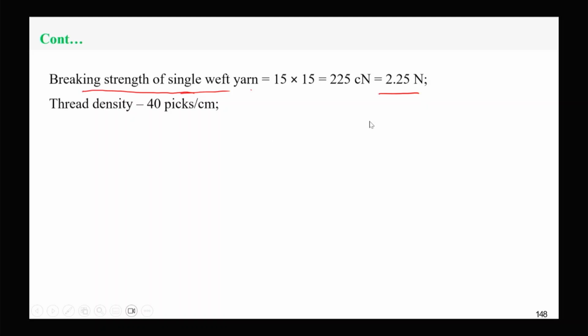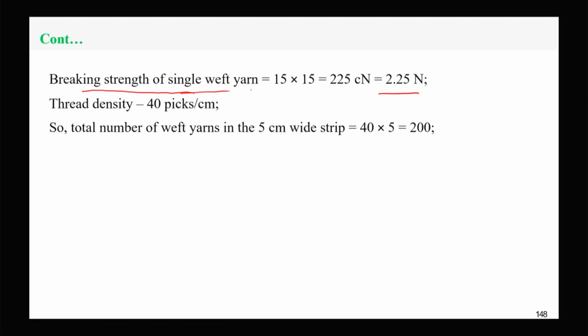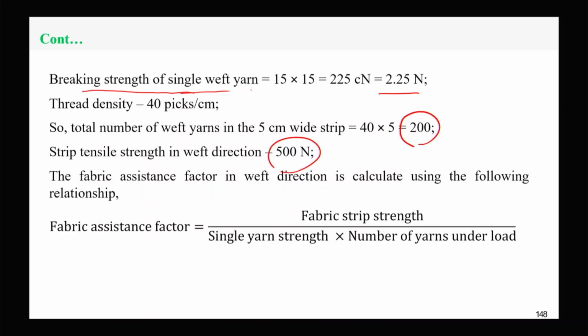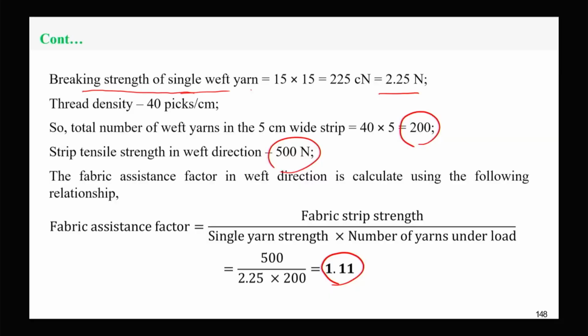The number of threads can be calculated. We know the thread density is 40 picks per centimeter. Total number of threads are 200. Using the relationship, when the strip tensile strength in weft direction is 500 Newton, with the same relationship we can calculate the fabric resistance in weft direction is 1.11. So fabric resistance in weft direction is more than the warp yarn, which is the warp direction, which we have got from the given data.